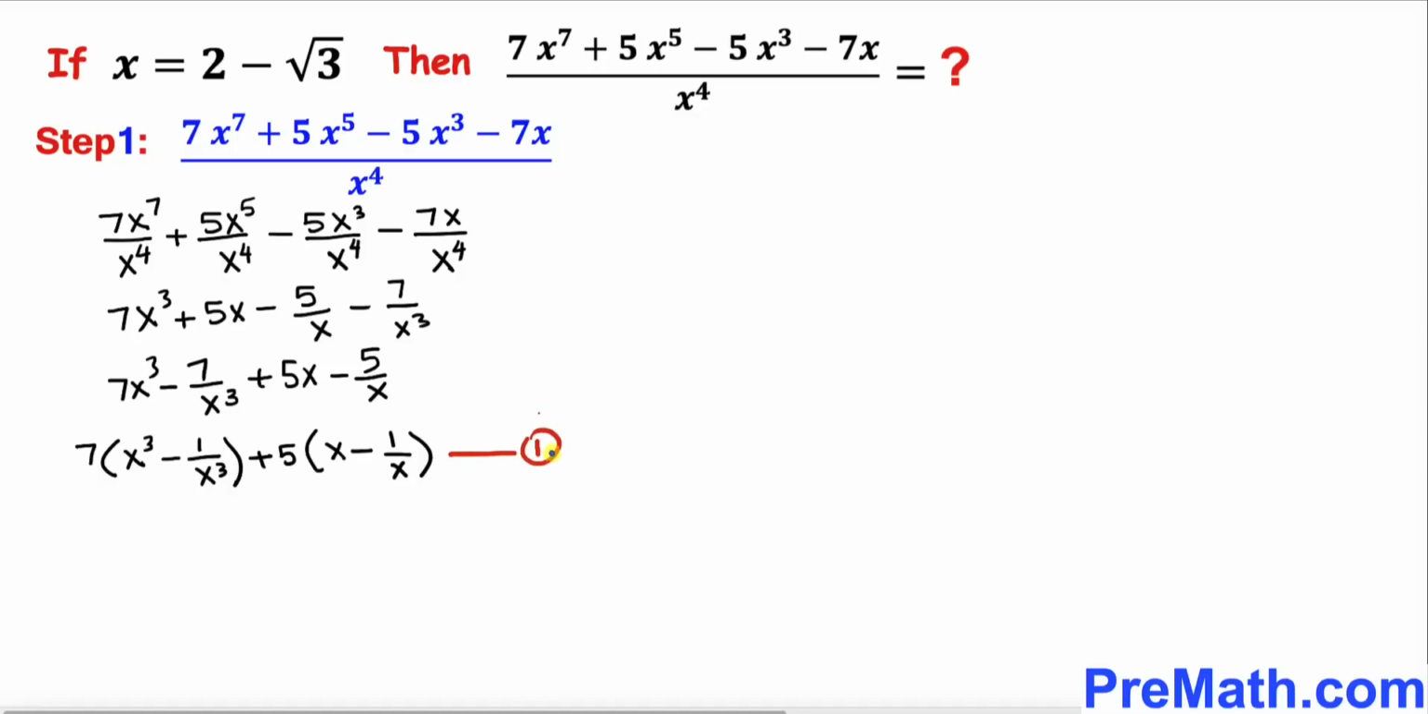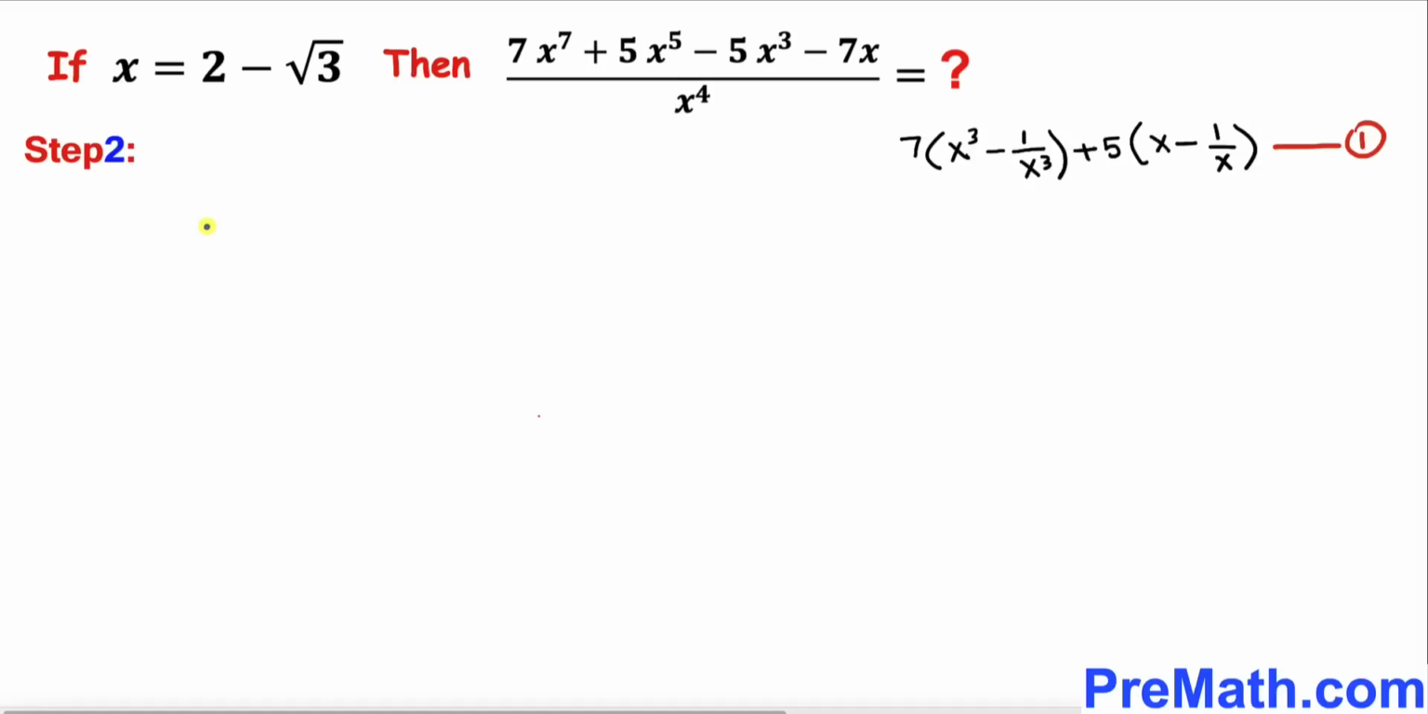Now we can find the value of this expression once we have figured out the value of this part and this part as well. So let's go ahead and find out the value of these two components. And here's our next step. Let's focus on this equation x equals 2 minus square root of 3. And here I have copied it down. Now let's go ahead and find the value of 1 over x.